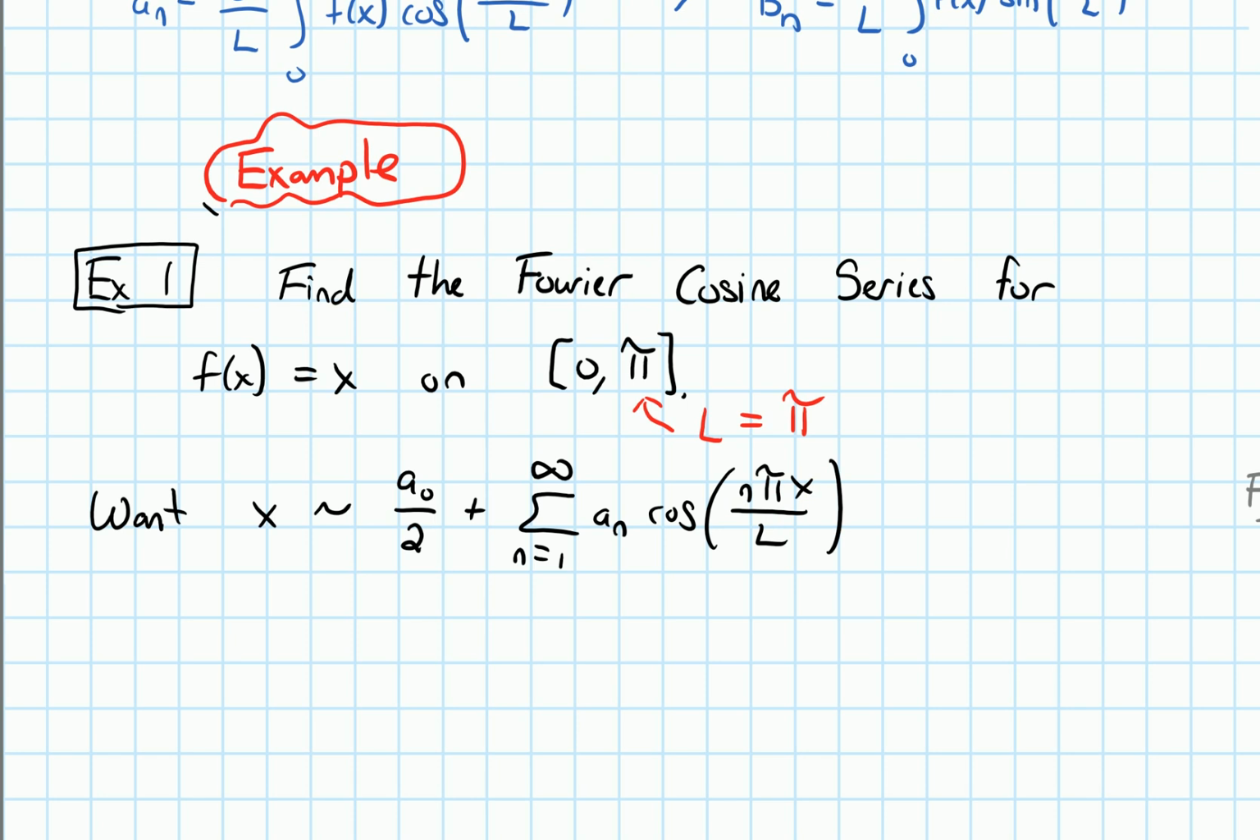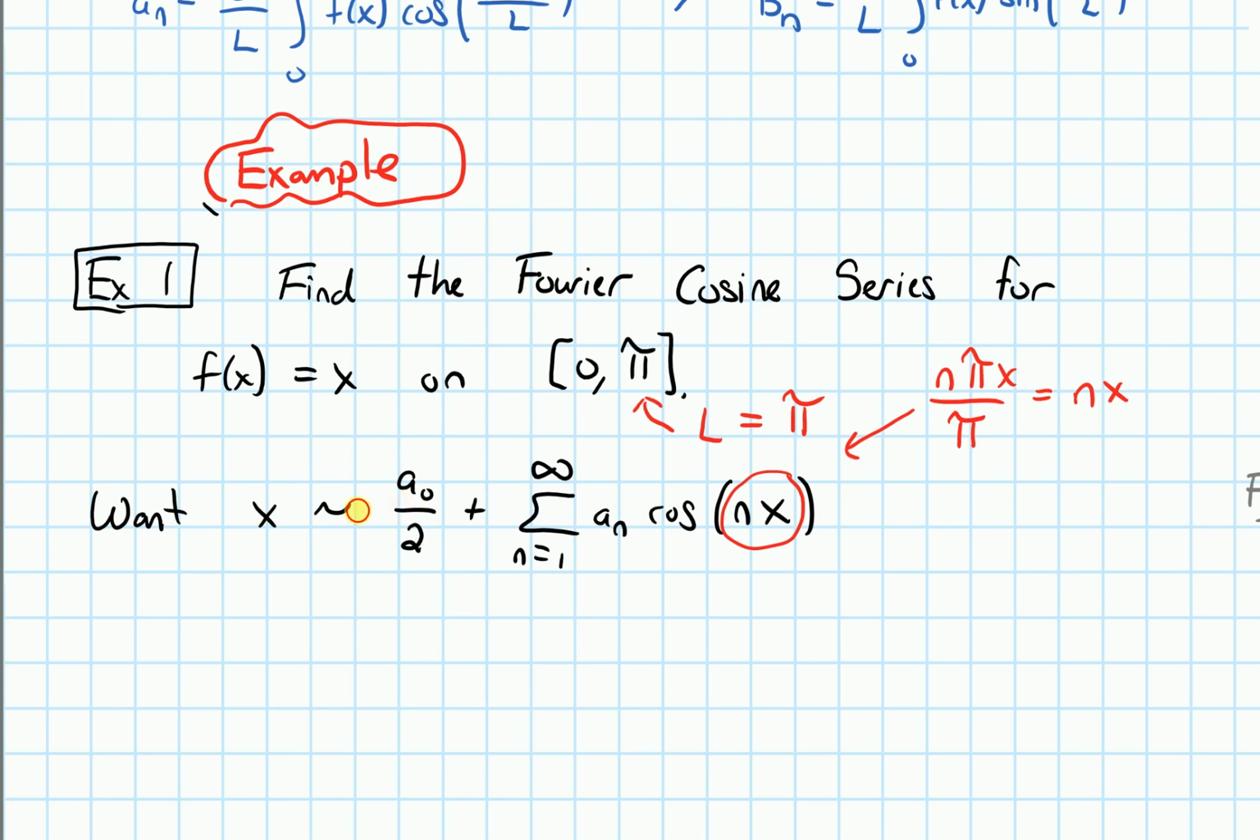And there's one simplification that we can make here. Notice that in n pi x over L, our value of L is pi. So if you plug in pi there, the pi's cancel, and we just get nx. So let's use that to simplify this argument. This just becomes cosine of nx here. All right, so we want to write our function in this way.